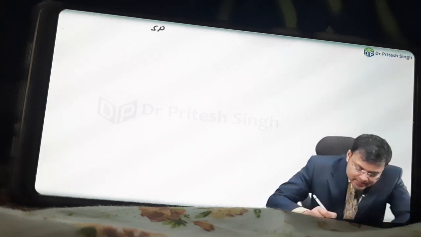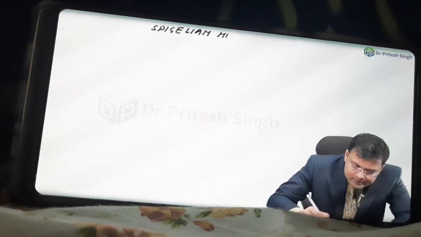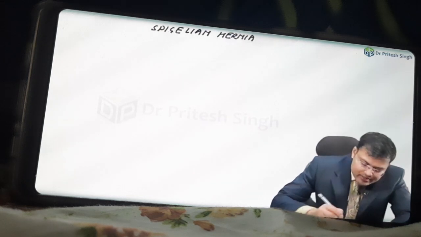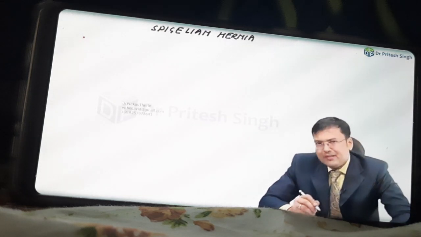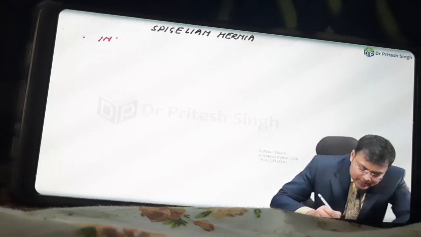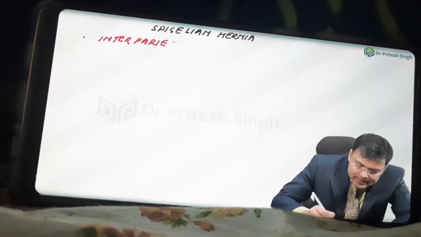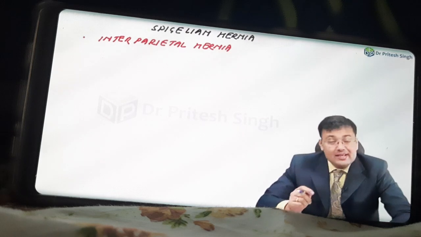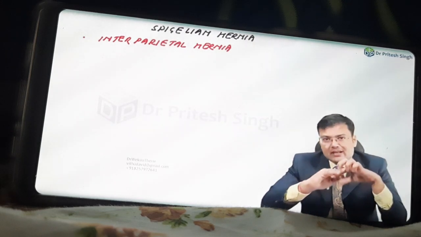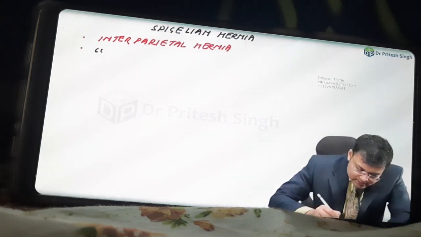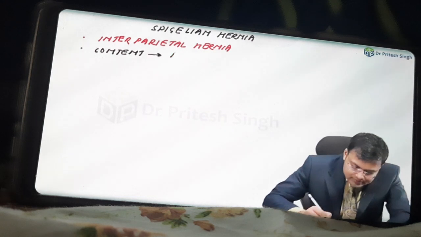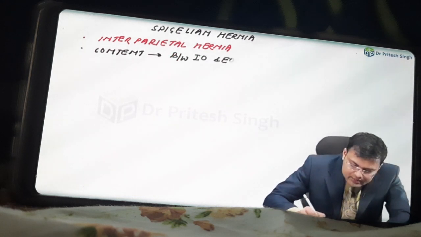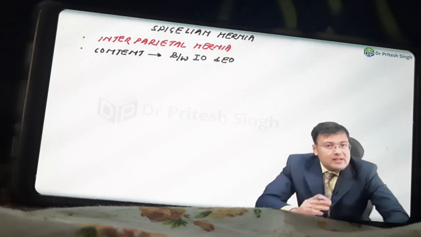Next is Spigelian hernia. In this case, there is herniation after penetration of the Spigelian fascia. It is also known as interparietal hernia. Why is it known as interparietal hernia? Because the contents penetrate the Spigelian fascia, then the internal oblique, and the content is located between the internal oblique and external oblique. That's why it is generally not a visible swelling, neither visible nor palpable.